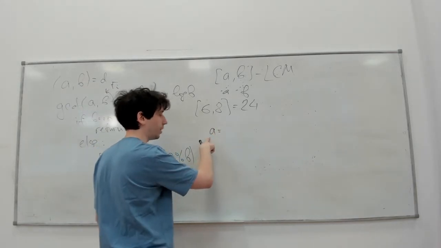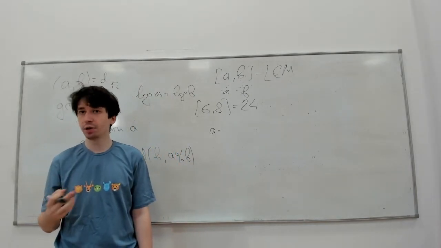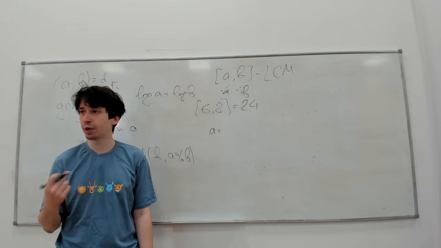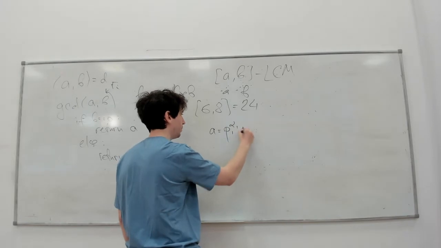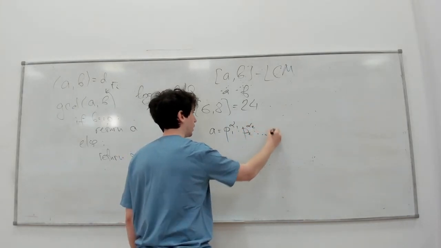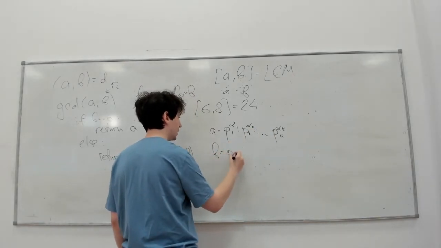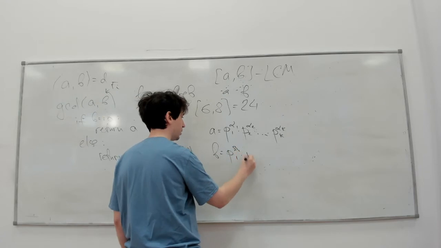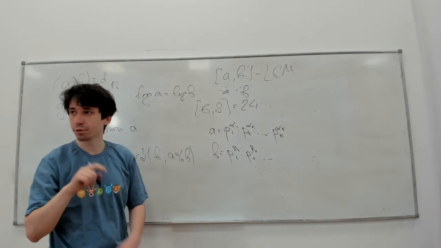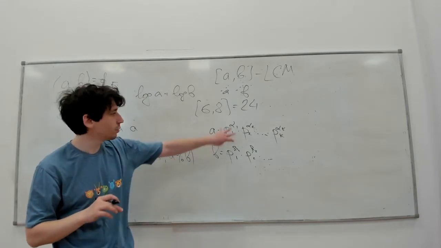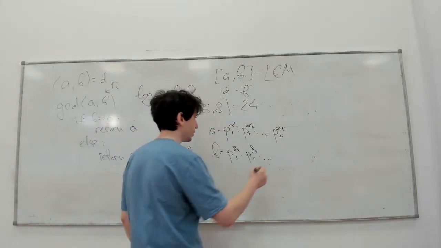There is the fundamental theorem of arithmetic: you can represent each number as a product of powers of primes, right? So you have p1 to the power alpha 1, p2 to the power alpha 2, and so on, up to pk to the power alpha k. And b is the same but with different powers. Alpha can be 0, so we don't always have to take each prime in the representation.